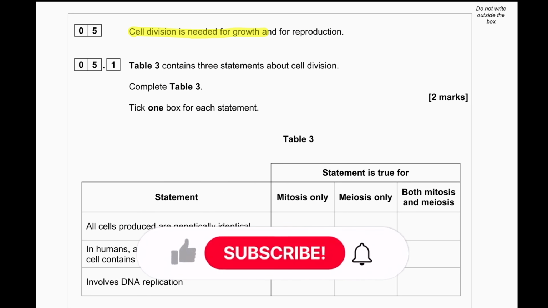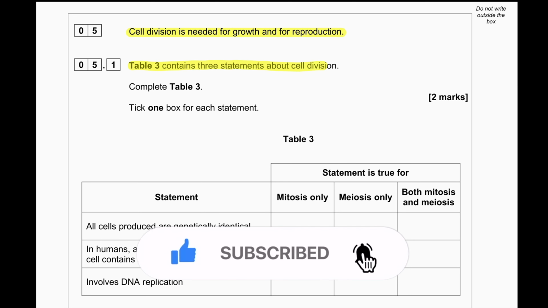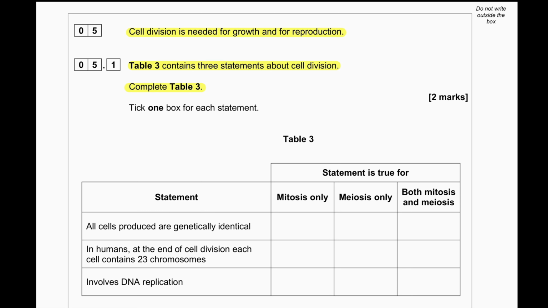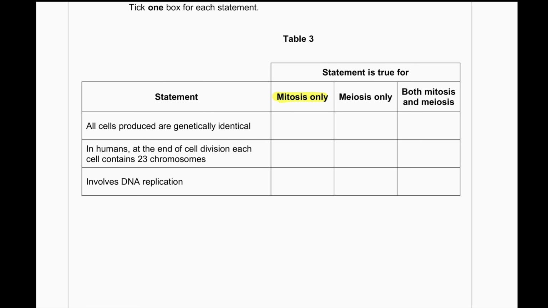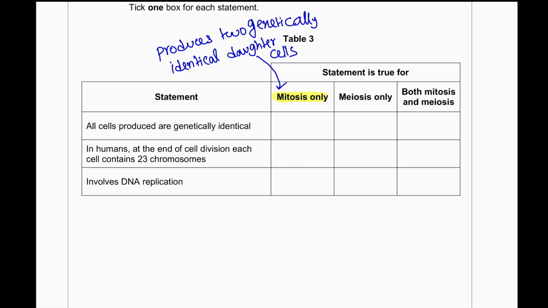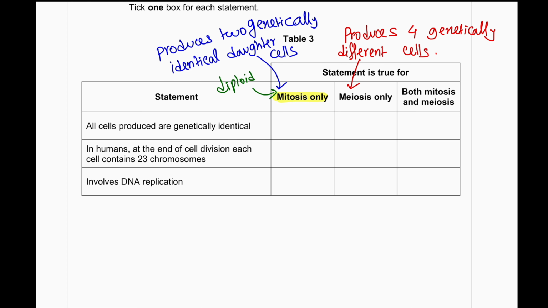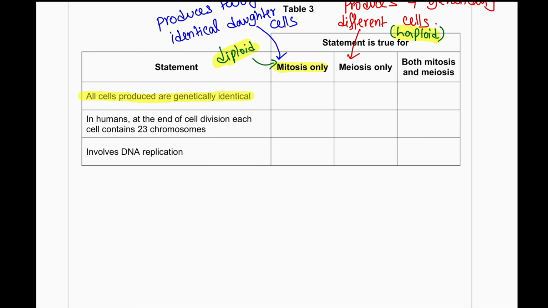Cell division is needed for growth and for reproduction. Table 3 contains 3 statements about cell division. We have to complete table 3. So here we have the options: mitosis only, meiosis only, and both. In mitosis, 2 genetically identical daughter cells are produced, and in meiosis, 4 genetically different cells are produced. The other thing we need to understand is that mitosis produces diploid cells and meiosis produces haploid cells. All cells produced are genetically identical.